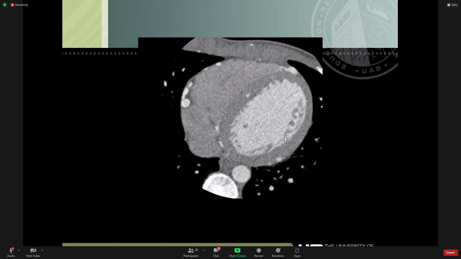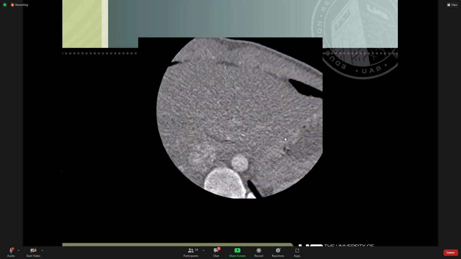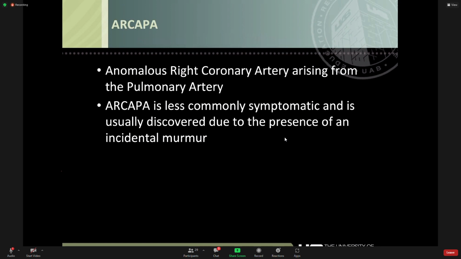If the origins are normal, then you look for a fistula. The only other thing that'll give you diffuse ectatic coronary arteries is a fistula to a low pressure chamber or vessel. ARCAPA is less commonly symptomatic and can occur in older patients. They tend to present later. They will fix it though. They will reimplant it. So both ALCAPA and ARCAPA are malignant coronary anomalies that would need referral to cardiology or CV surgery.